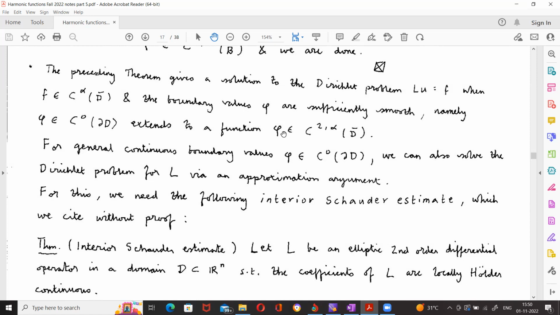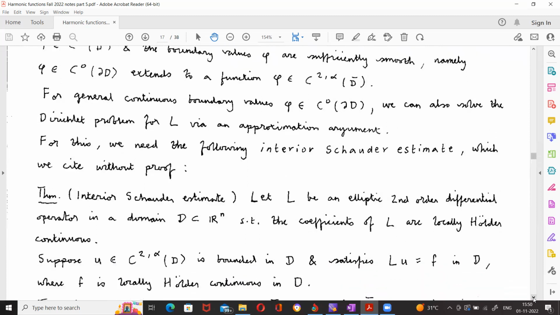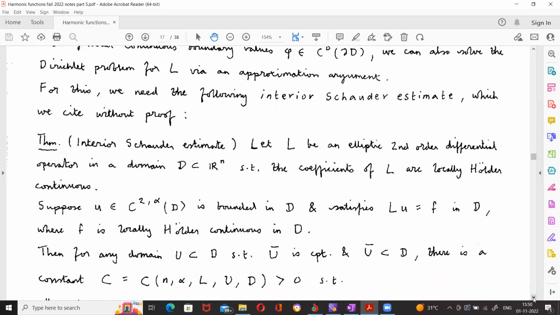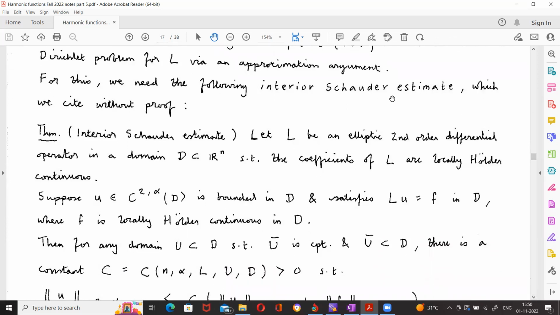Okay. So we're going to do this approximation argument. For that, we need some equicontinuity of solutions to the Dirichlet problem, right? In order to get convergence, we need some equicontinuity to apply Arzelà-Ascoli. So for that, we'll need the following, what are called interior Schauder estimates.